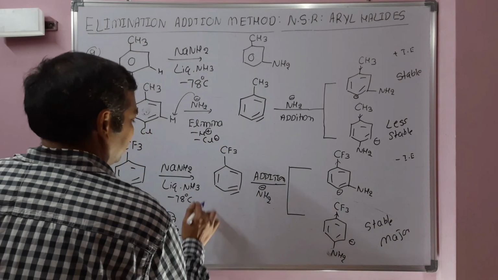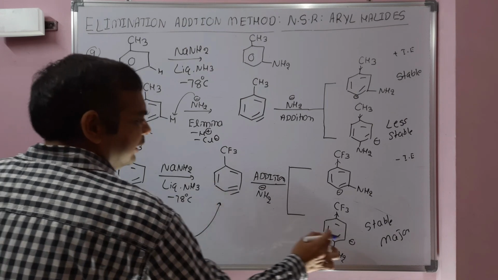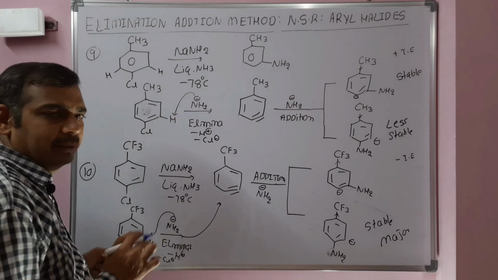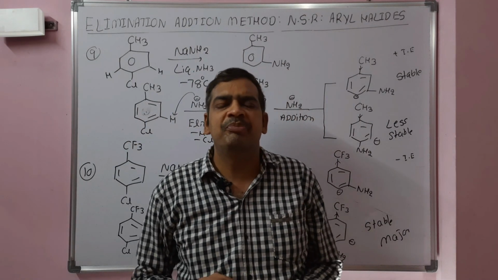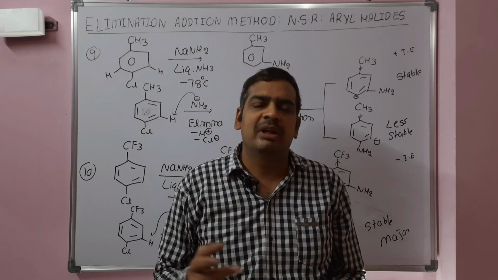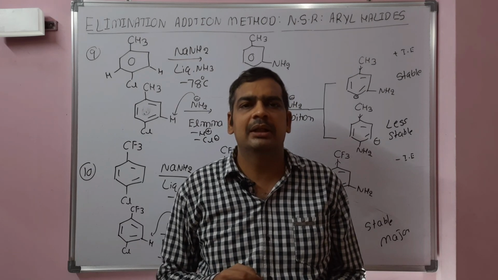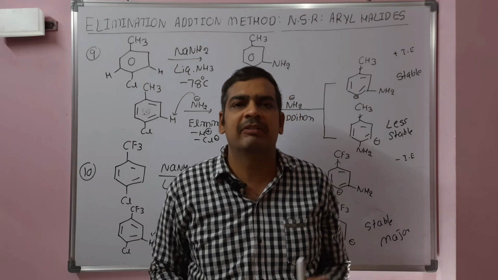So this is the case. This is the benzyne that is formed for this reaction. 4-trifluoromethyl aniline is the major product. So this is about the elimination addition mechanism. In the next class, we will discuss reactions with metals: the Wurtz reaction, Fittig reaction, Wurtz-Fittig reaction and Ullmann reaction. So follow the class, read well, all the very best. Thank you.